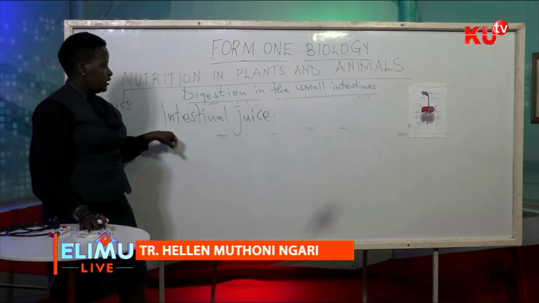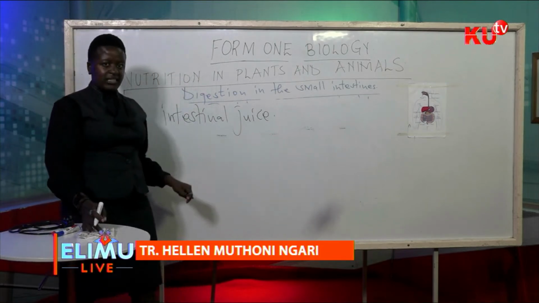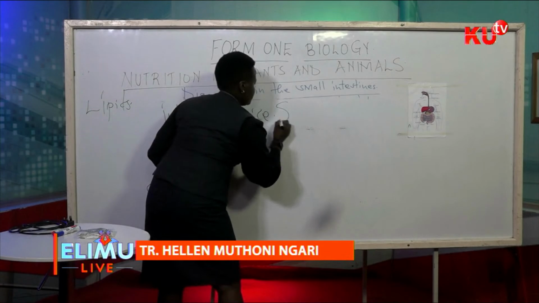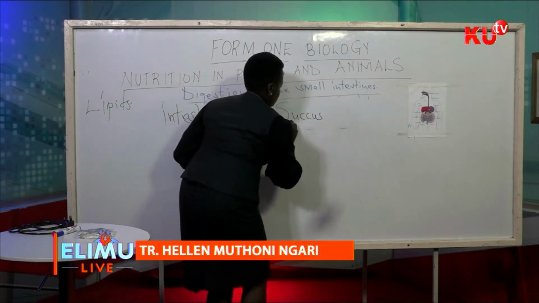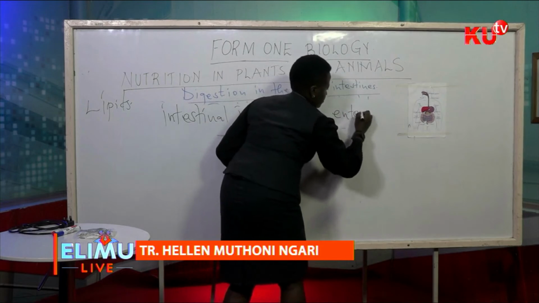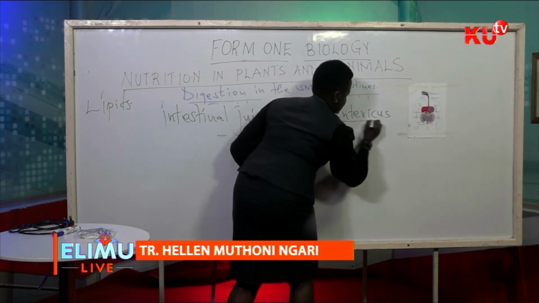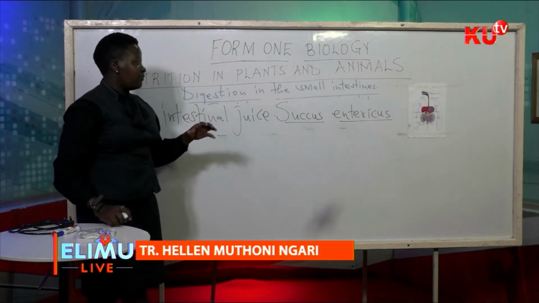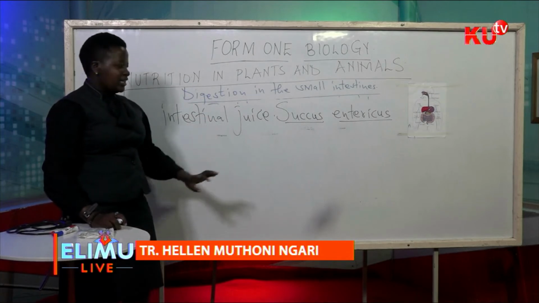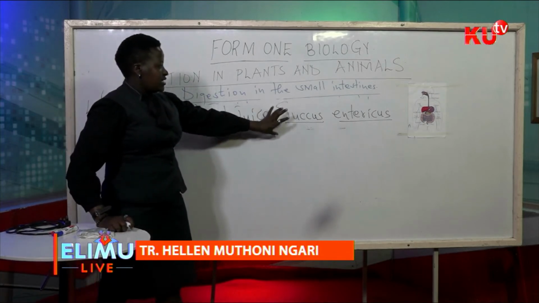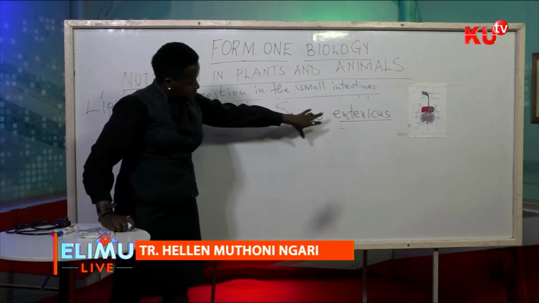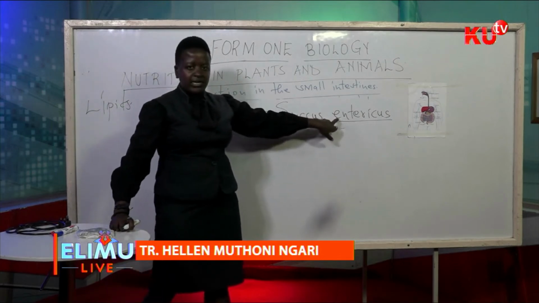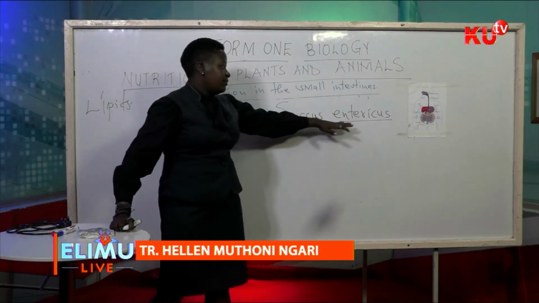Now, this intestinal juice also has a scientific name, and the scientific name for intestinal juice is Succus entericus. Remember, when we are writing scientific names, always observe the principles of binomial nomenclature. That is, the first word, which is the genus, must always start with a capital letter, while the second one, which is the species name, should always begin with a small letter. Also, do not forget to underline them separately.